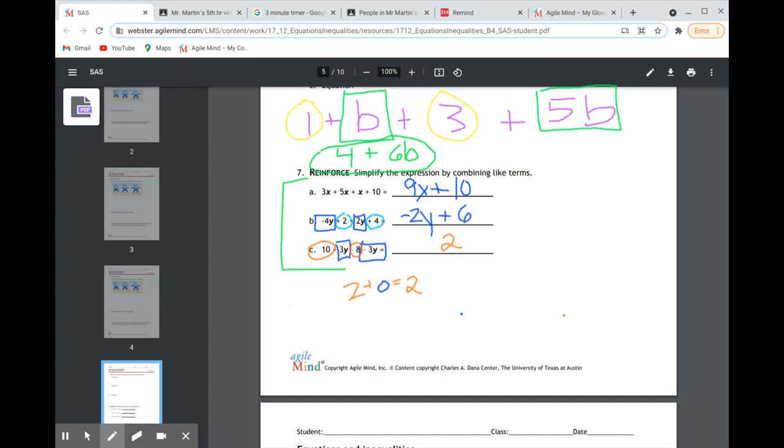Does anybody have a question about how we solve those? What's the most important thing to remember here? We're combining what? The terms that are what to each other? Like terms. Like terms. Good job. Alike. That's right. Great.